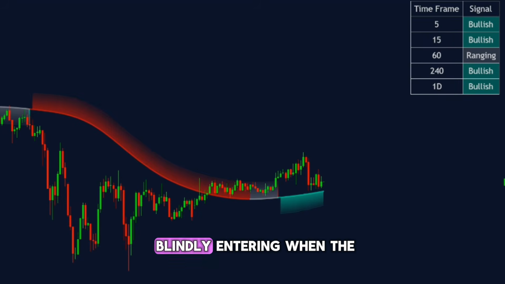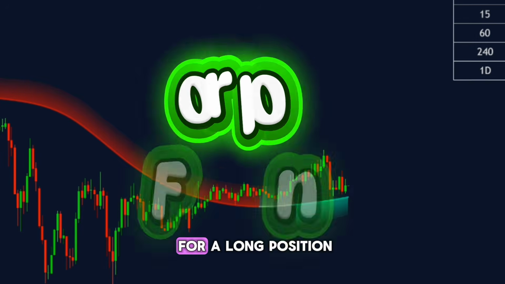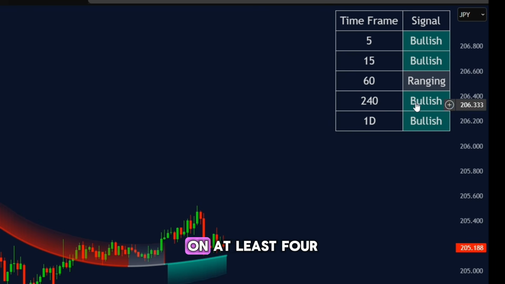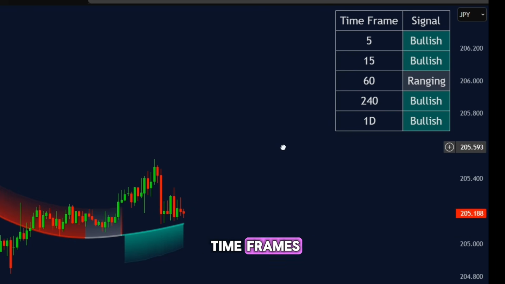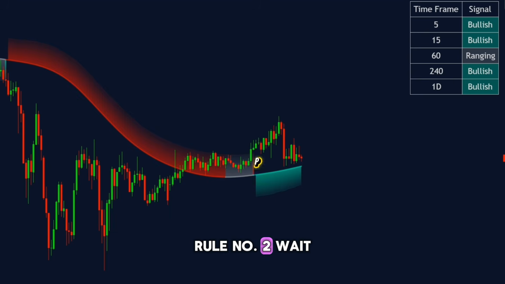We are not just blindly entering when the line turns green. We need specific criteria. Here are the rules for a long position. Rule number 1. Look at the table. We need the market to be bullish on at least 4 out of the 5 time frames. Even if one is ranging, that's fine, as long as the other 4 are green. Rule number 2. Wait for the pullback.